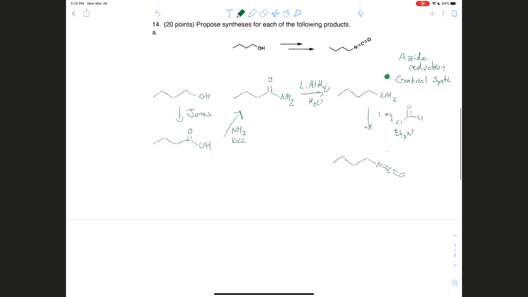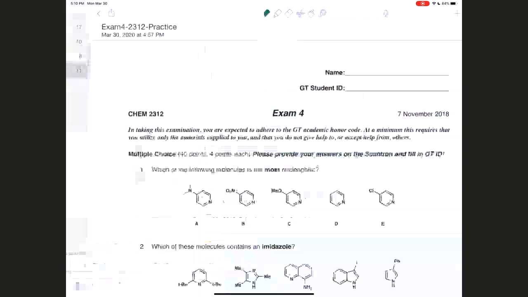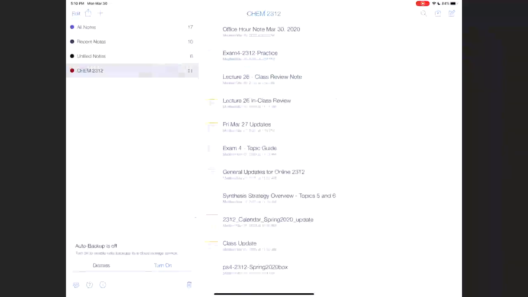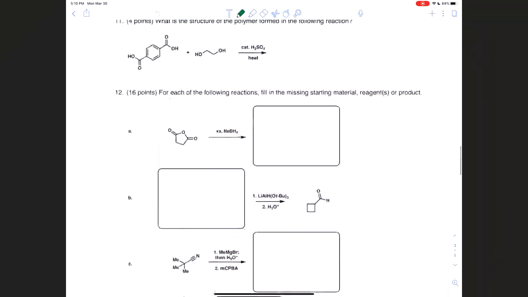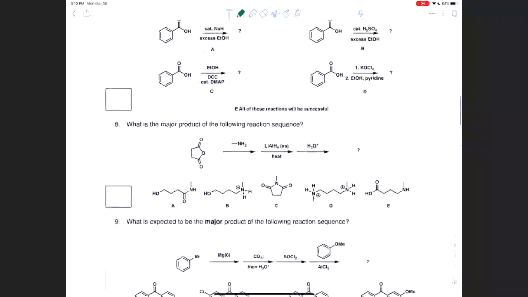All right, so now we need to go back. There's another question, number 8. Let's go look at number 8. So we're just looking for the major product of this reaction.